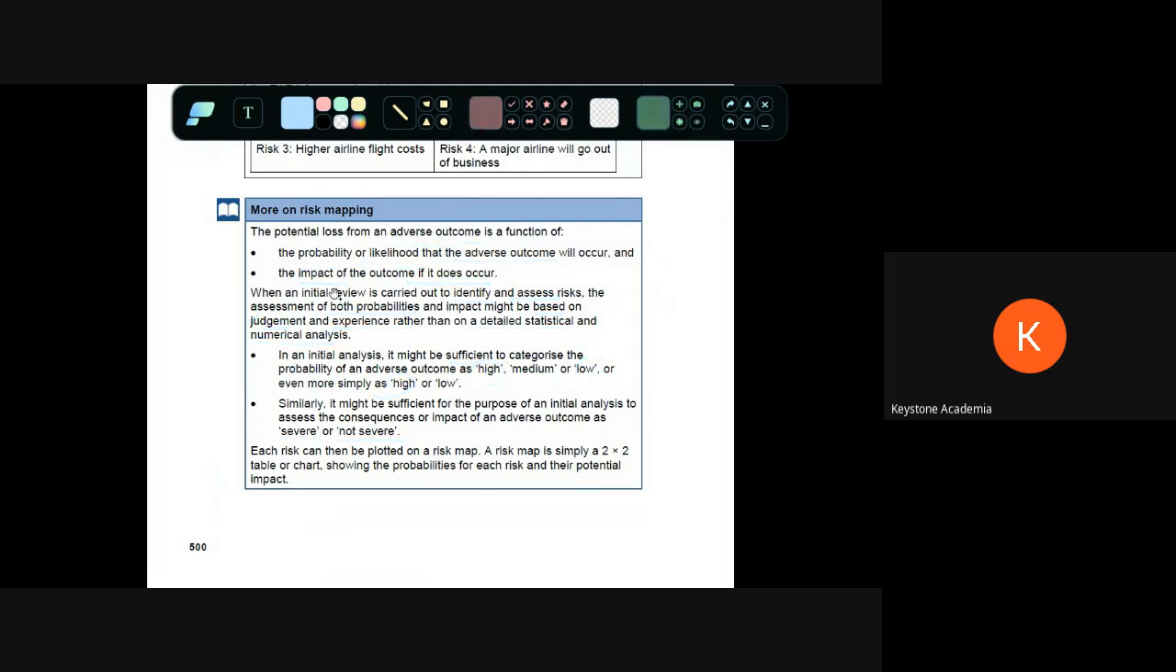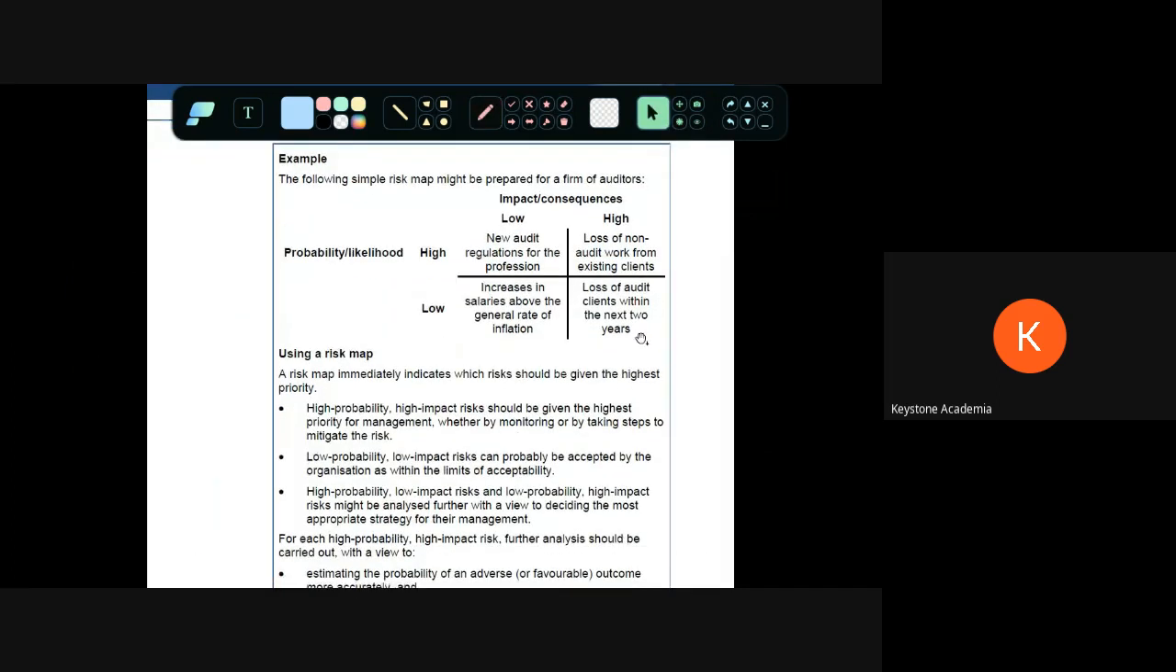So we make a risk map of something like this. Here they have given some examples. Probability is high and impact is low. So what should we do? Remember TARA: Transfer, Accept, Reduce, and Avoid. So which one is this? Impact is low and probability is high. We should probably reduce that.